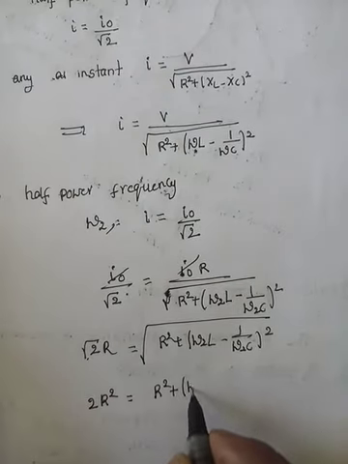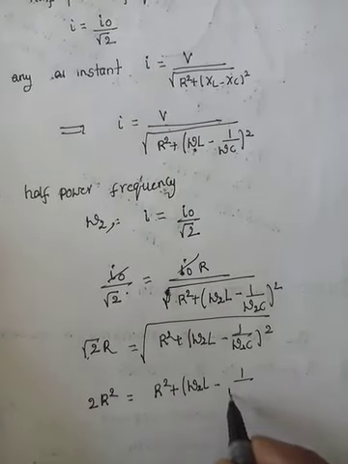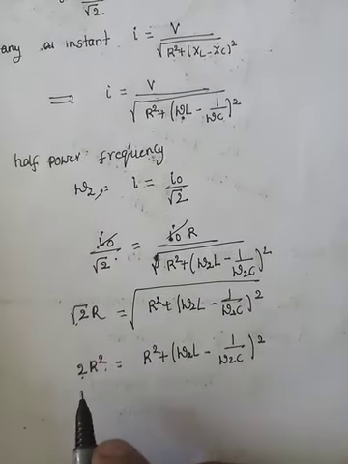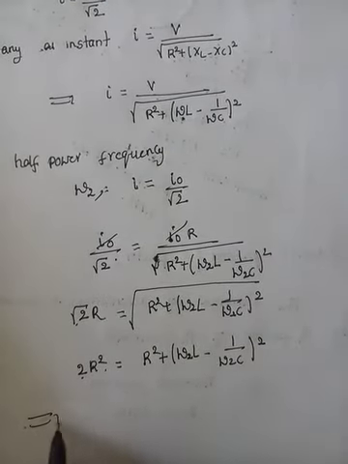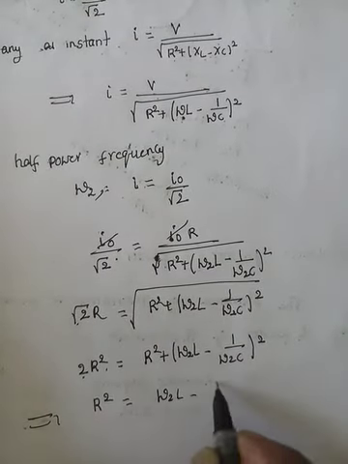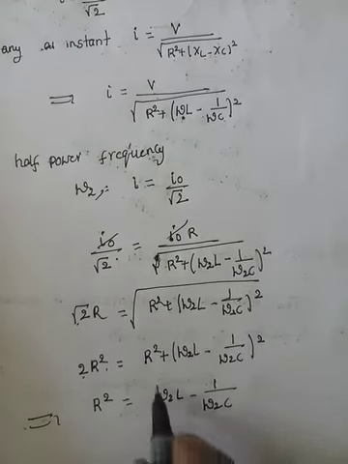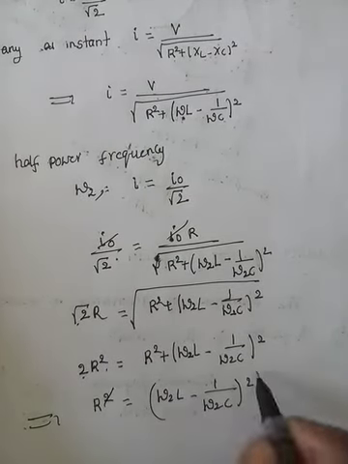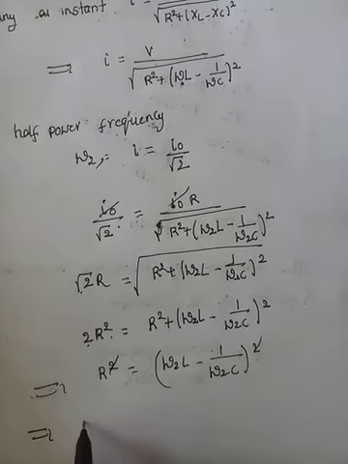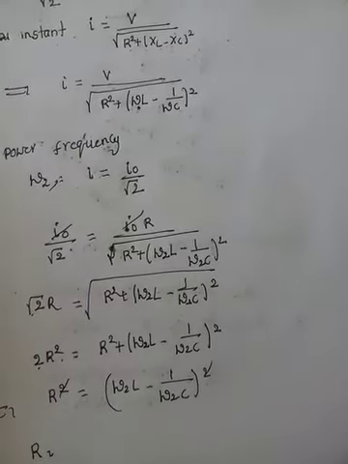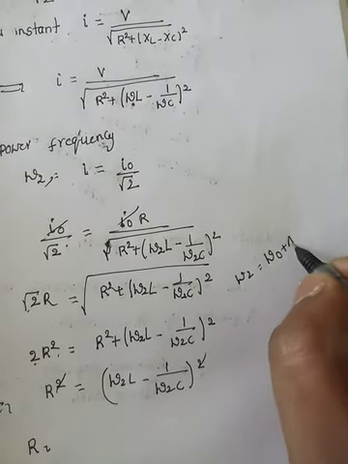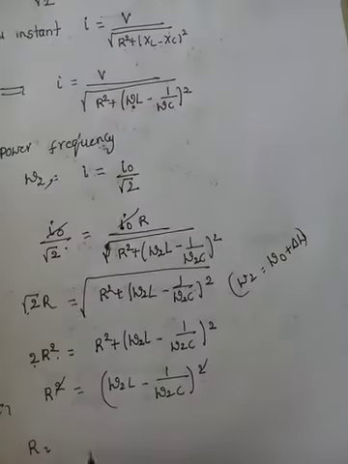What is the remaining? R square plus omega 2 L minus 1 by omega 2 C whole square. R square send here, 2 R square minus R square is equal to omega 2 into L minus 1 by omega 2 C whole square. Square gets cancelled. What is the remaining now? R equals, what is omega 2? Half power frequency, right? Omega 2 is equal to omega naught plus delta omega. Substitute the same value here.